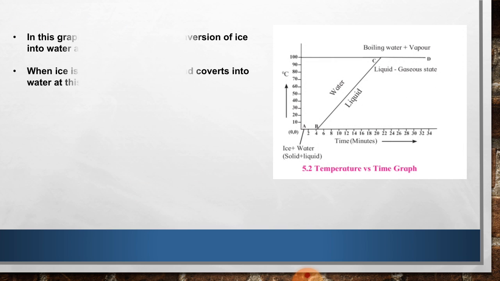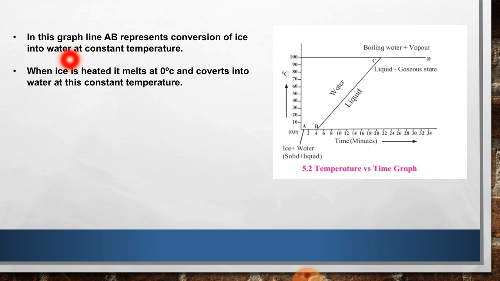Then students, in this graph, line AB represents conversion of ice into water at constant temperature. Where is line AB? Okay, yes. So this is line AB. What does it represent? It represents the conversion of ice into water at constant temperature. Here the temperature is not changing. The temperature is constant.